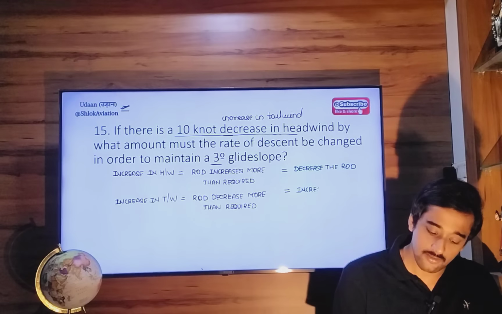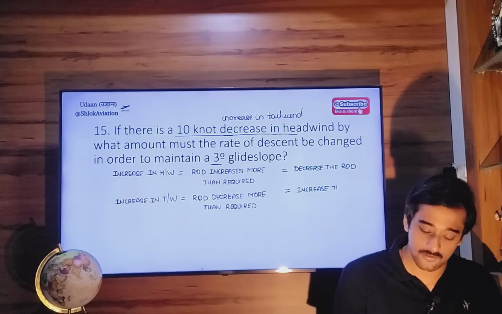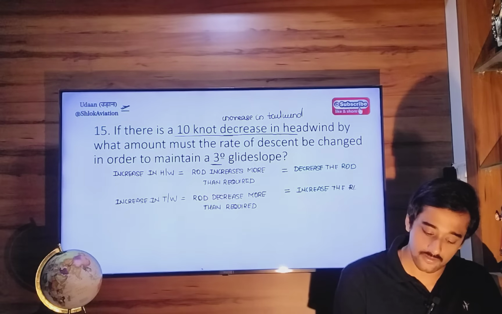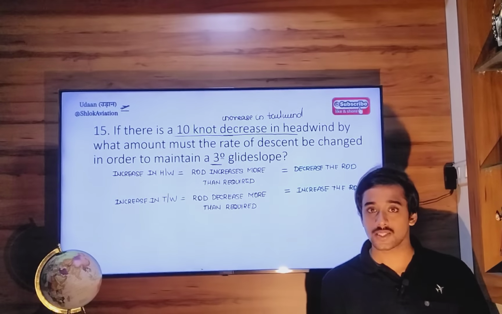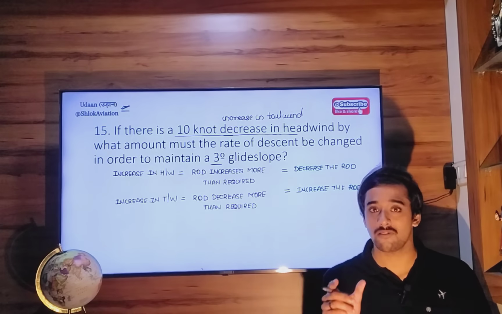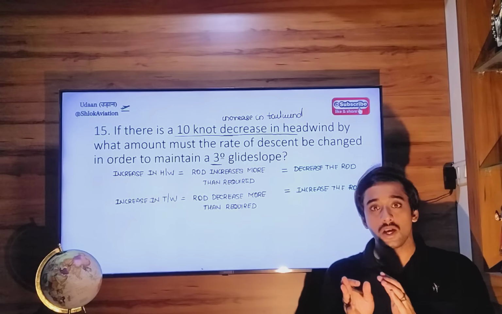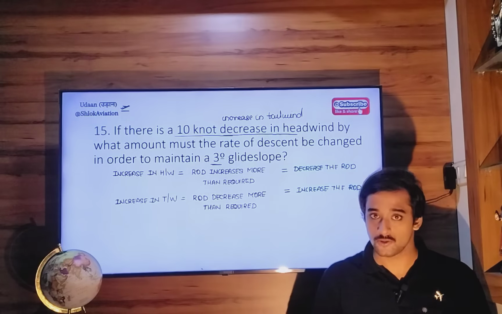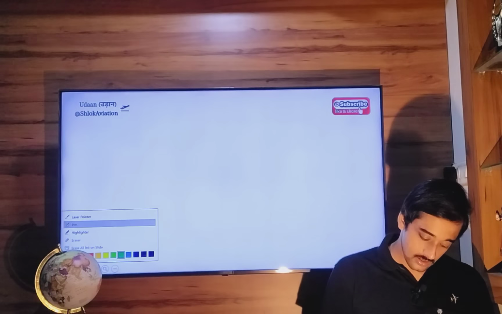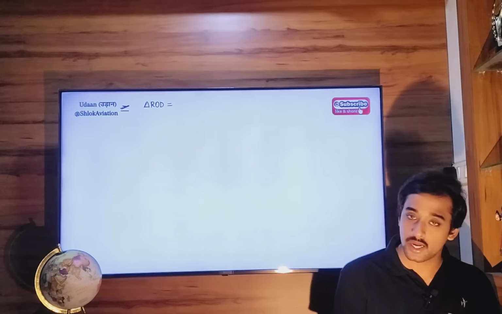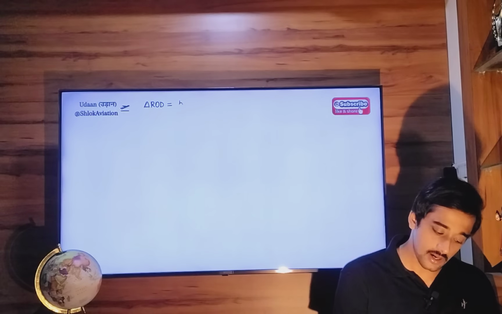You should do whatever is required to increase the rate of descent of your aircraft to a normal value. Over here, you're going to decrease the rate of descent of the aircraft to a normal expected value. Okay, so the formula remains the same. The change in rate of descent required is equal to 5 multiplied by change in ground speed.